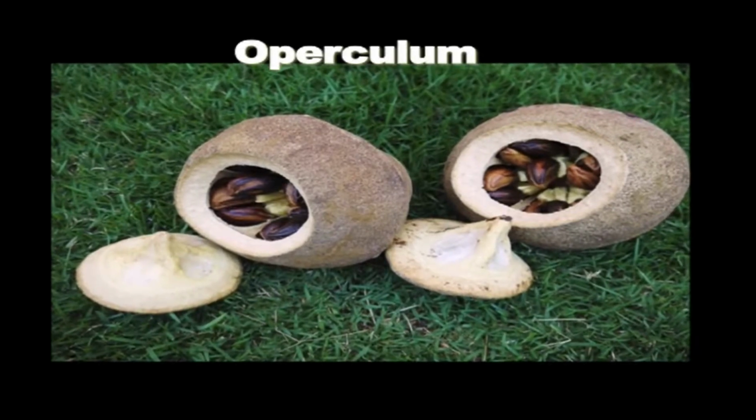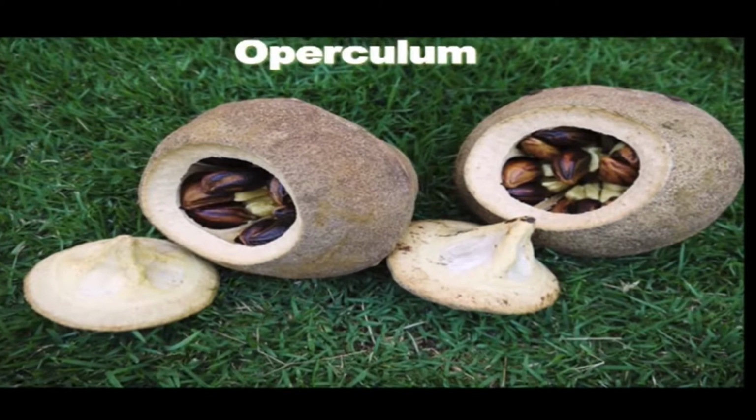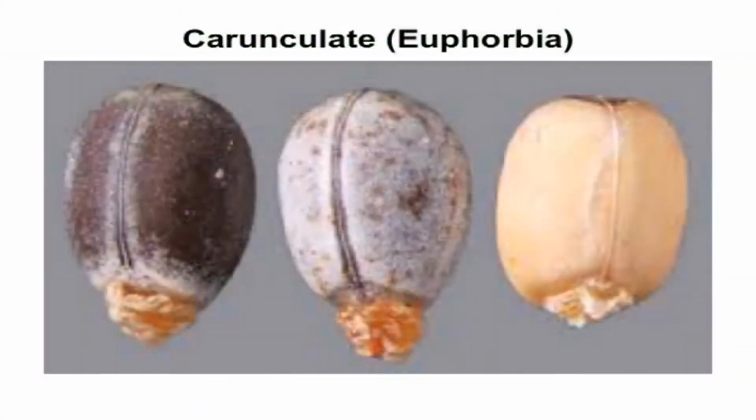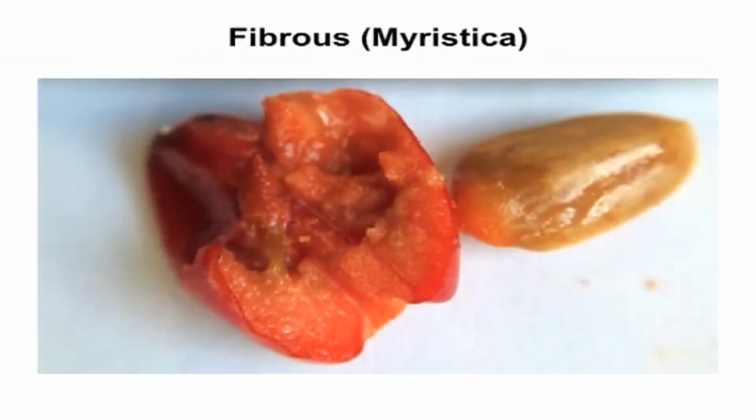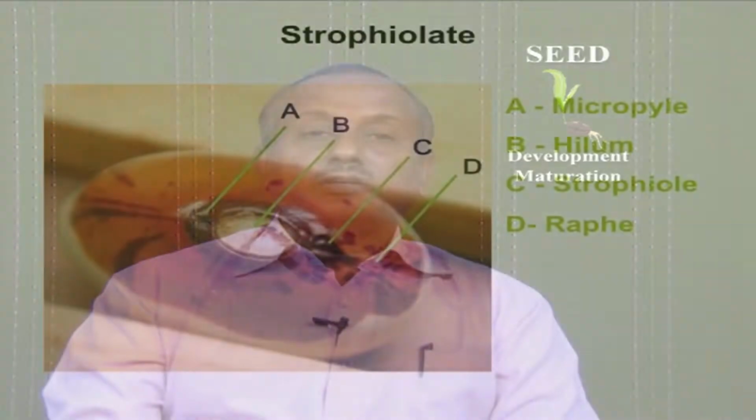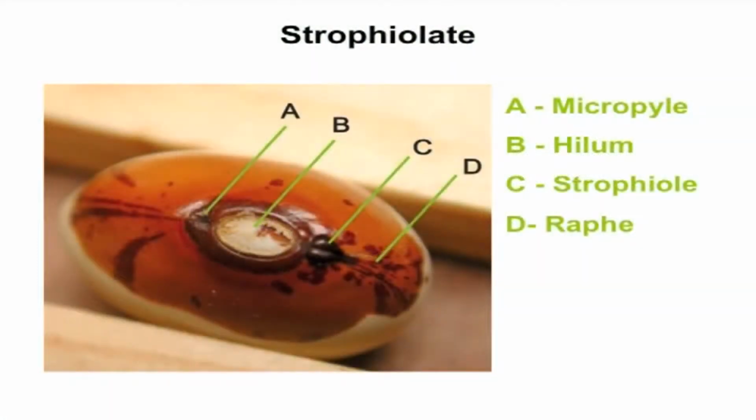Operculum is known as the seed lid. It refers to a dehiscent cap on the seed or fruit that opens during germination. Caruncular is a seed with excrescent outgrowth from integuments near the hilum, as in case of Euphorbia. Fibrous are those seeds which have a stringy or cord like seed coat, for example, Myristica. Funicular are those seeds which have persistent elongate funiculus attached to the seed coat, as in case of Magnolia. Strophiolate is a condition of those seeds with elongate aril or strophiole in the hilar region.